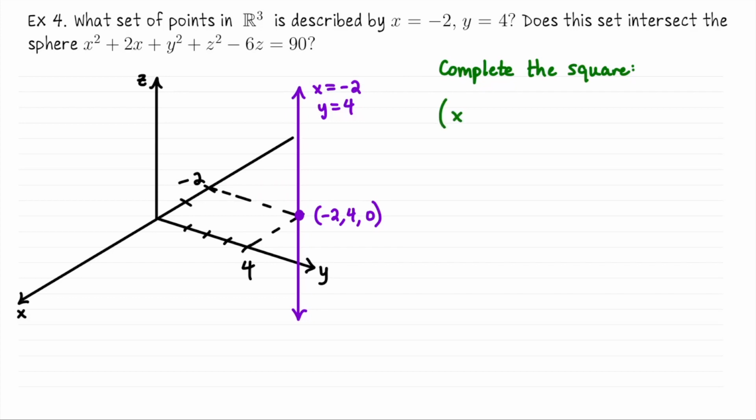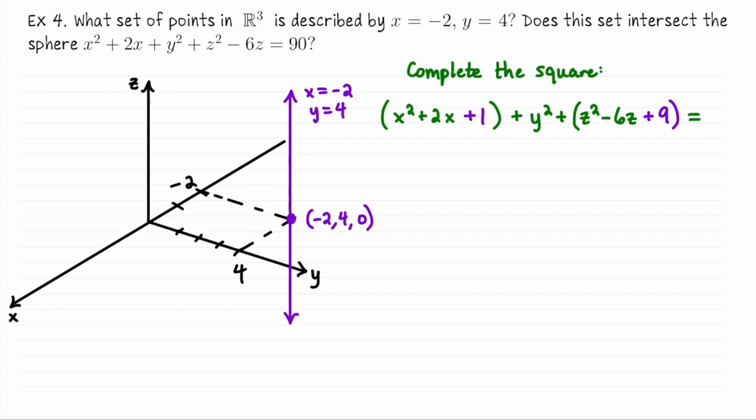Okay, so I'm going to have x squared plus 2x plus (2 divided by 2, which is 1) squared, which is 1, plus y squared plus z squared minus 6z plus (-6 divided by 2 is -3) squared, which is 9. And then we added 1 and 9 to the left-hand side, actually, so let me just go ahead and write 100. Okay, so that's 90 plus 1 plus 9.